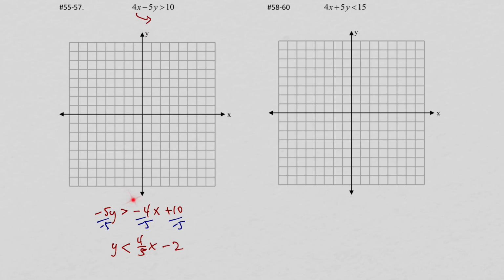So on the y-axis at negative 2, I'm going to put a dot. This is a positive 4 over positive 5. So I'm going to rise 4 and I'm going to run 5. There's no equal sign here, so I'm going to draw a dashed line.